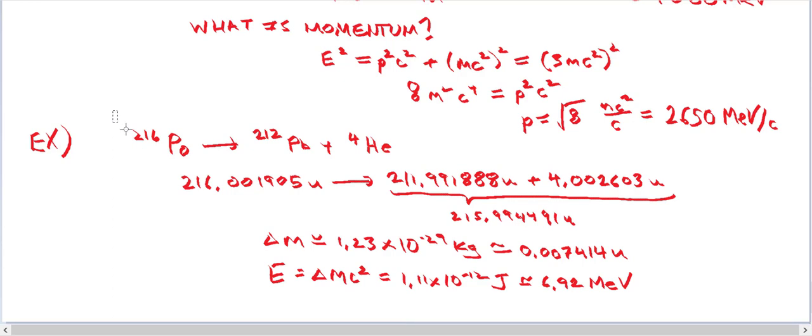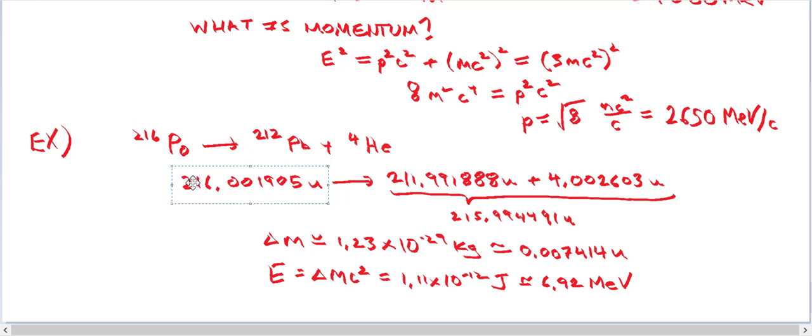But a very, very common example of Einstein's relativity is our radioactive decay problems. And so here we have the isotope polonium-216. It will decay to lead-212 plus an alpha particle, which is just the nucleus of a helium atom. The mass of a polonium-216, in terms of AMUs, so be careful, this u is not a speed. It's an atomic mass unit, AMU.